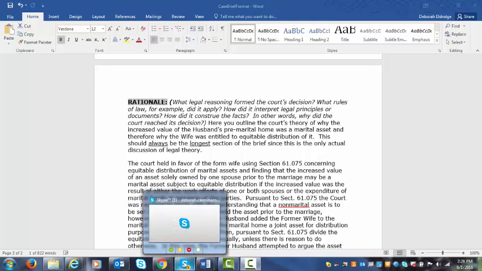Okay, so everyone, hello. Here we are with our last How to Brief a Case tutorial. And for this tutorial, we're looking at the rationale section.